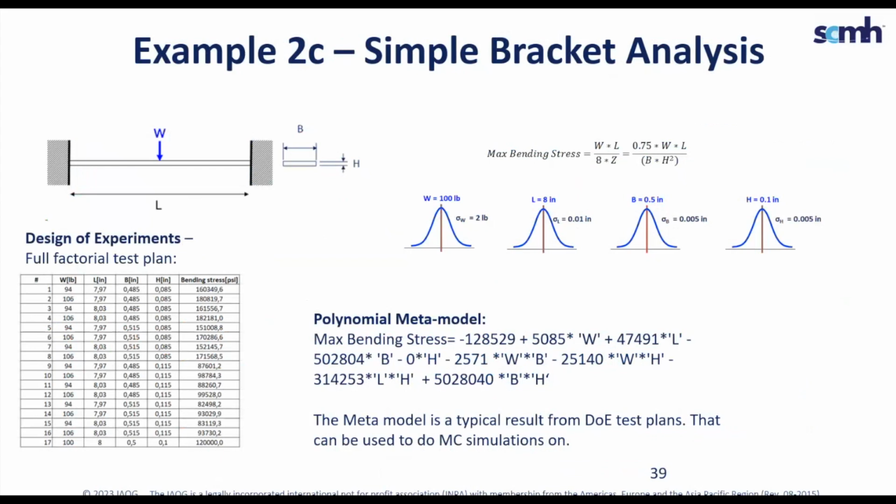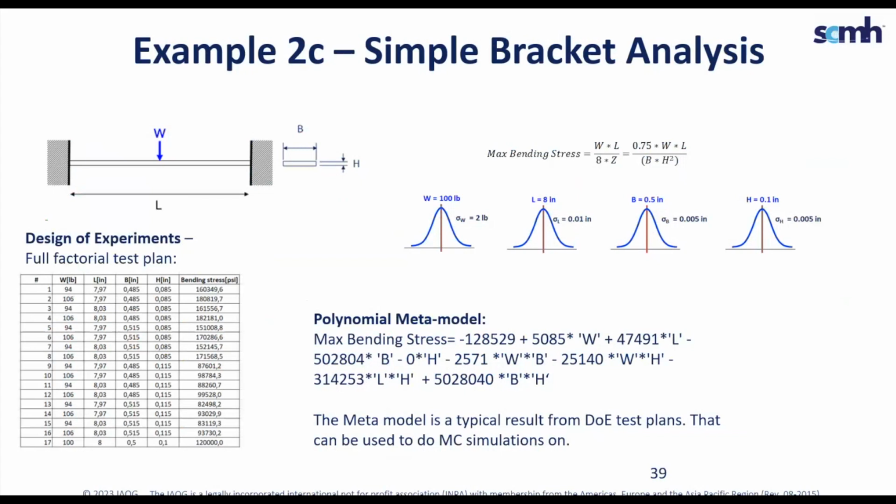To end example 2, we show how a design of experiments can be used to explore the knowledge base and to get a meta model that can be used for Monte Carlo simulations. The identified factors are set up in a test plan according to a full factorial design of experiments. In the rightmost column are the calculated response values to simulate a typical finite element simulation.